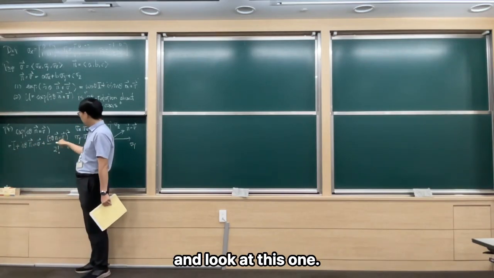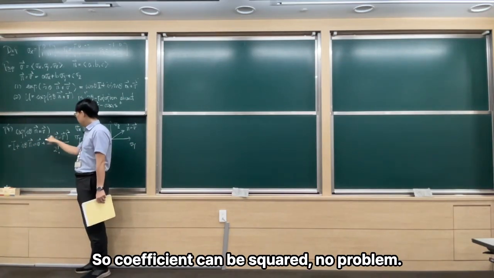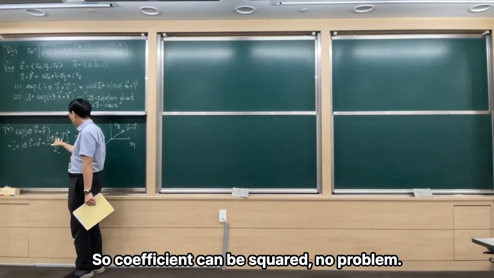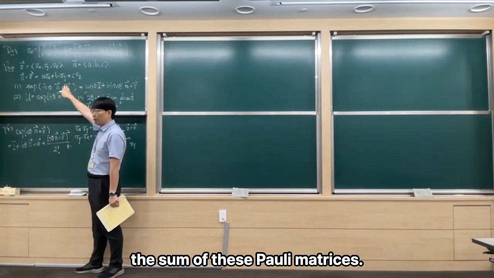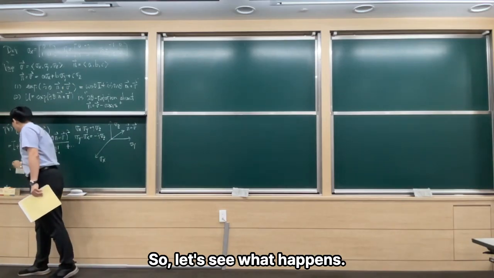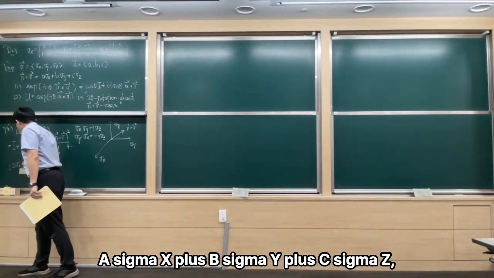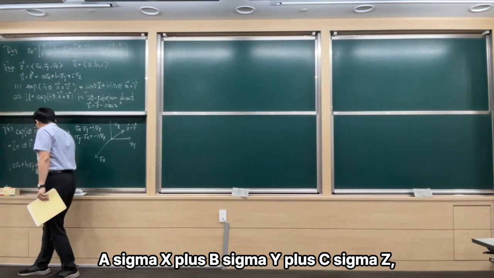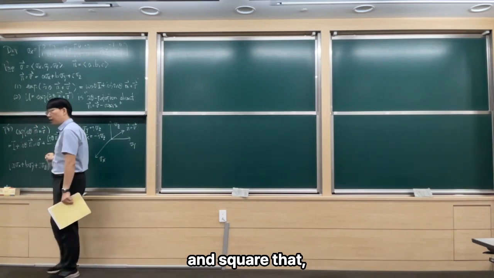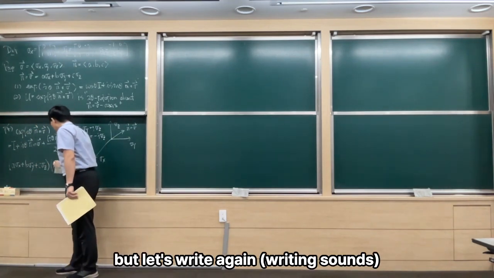And look at this one. The coefficient can be squared, no problem. What we have to do is square the sum of these Pauli matrices. So let's see what happens. a sigma x plus b sigma y plus c sigma z, and square that. But let's write it again.